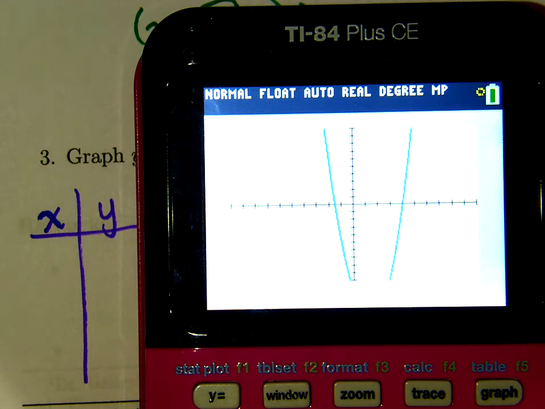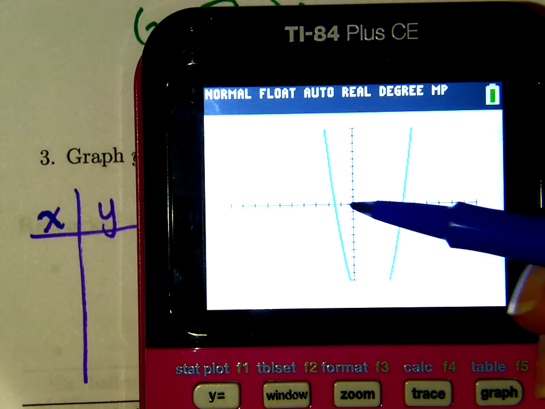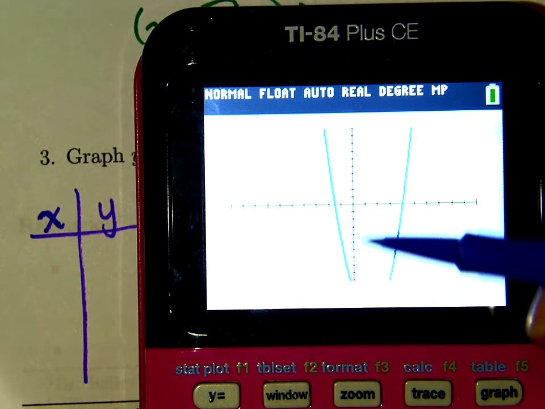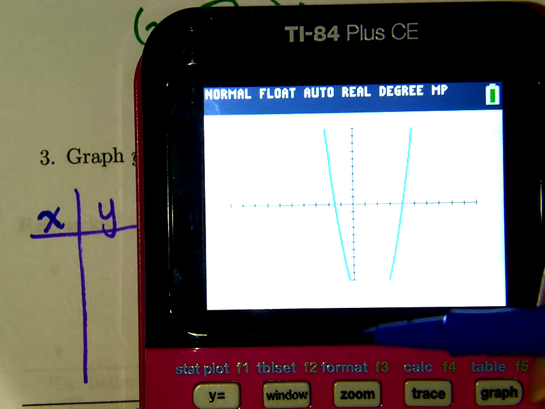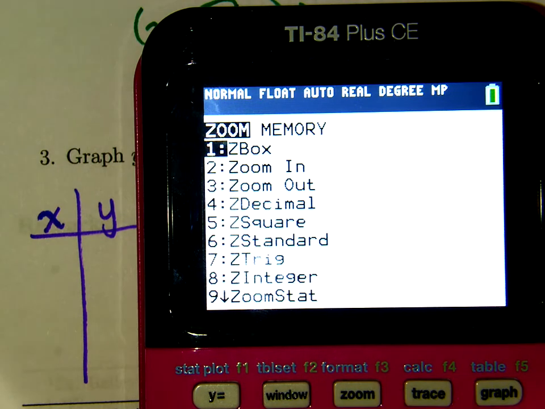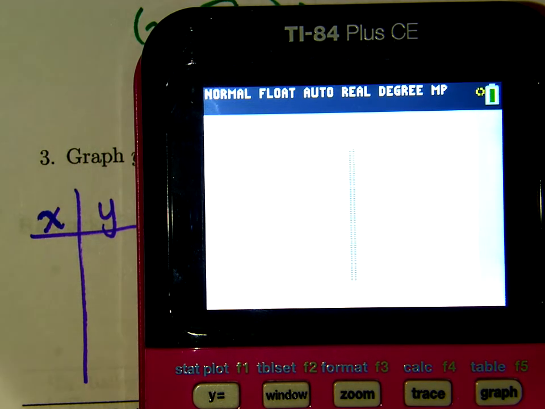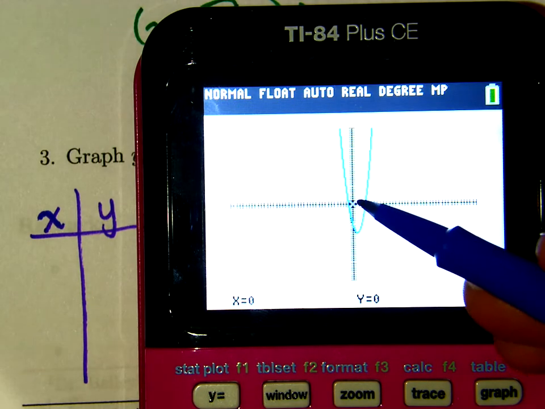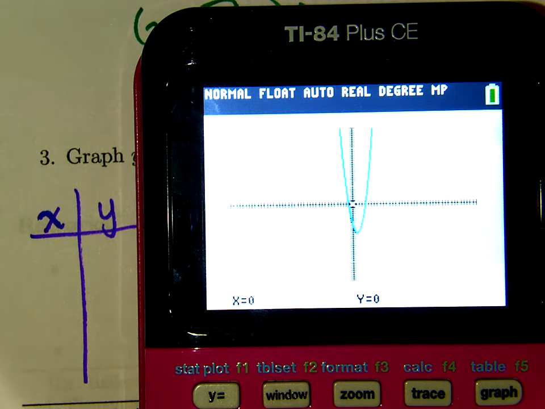Okay, so I see at that 1 1/4 there's the axis of symmetry, and it peaks somewhere down here. But I'm going to have to zoom out, so let's go ahead and do that quick. All right, so there it is, 1.5 down there.